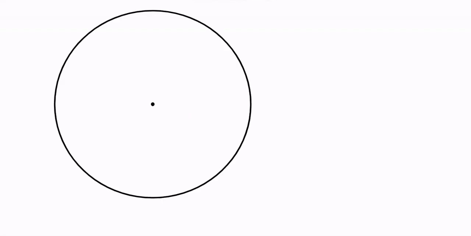Let's take a look at circles. So consider this circle right over here. We'll begin by defining some key terms associated with circles. The line that goes from one end of the circle to the other end and passes through the center of the circle is called the diameter.